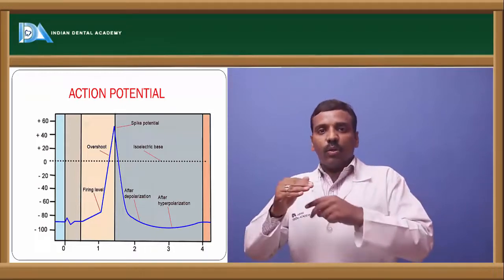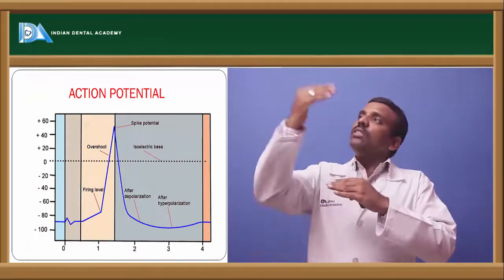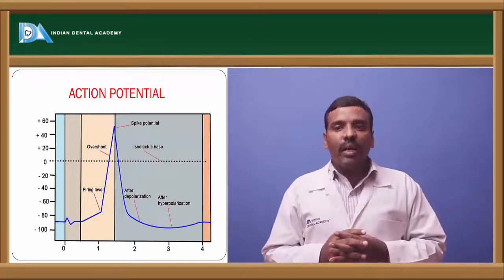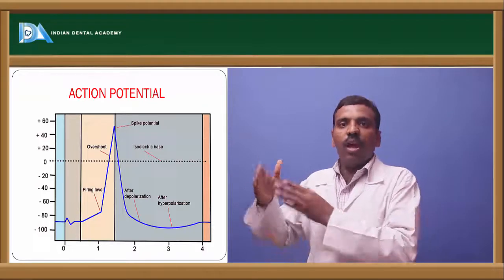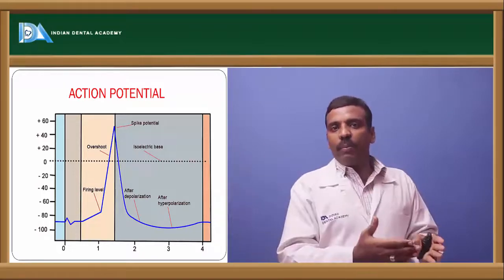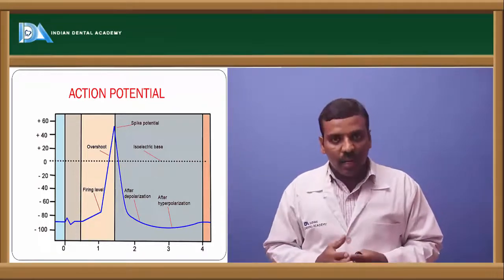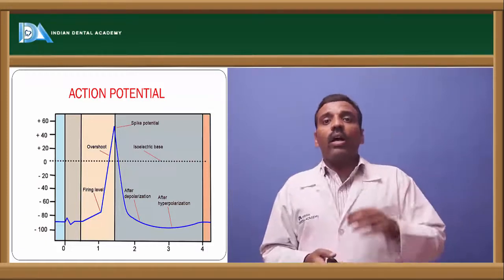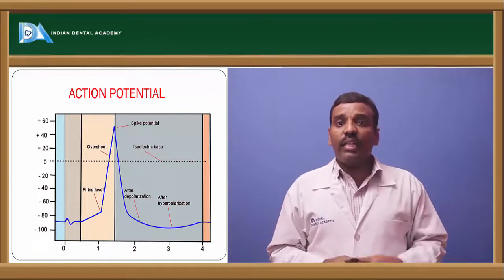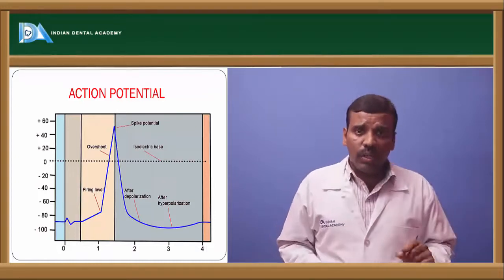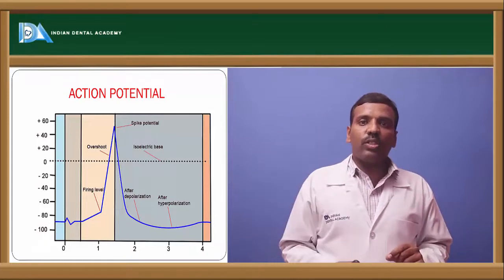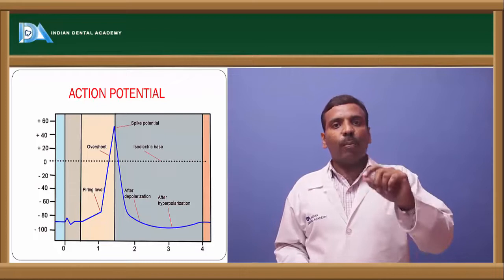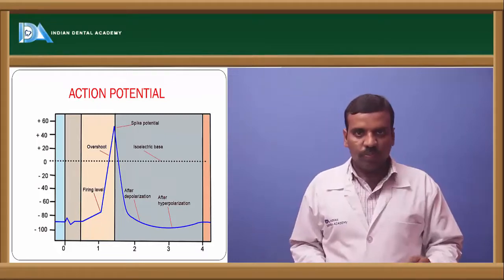Overshoot is nothing but it goes beyond the normal, beyond 0. It is about plus 50 millivolts. The action potential is about plus 50 millivolts, and the resting membrane potential is about minus 90 millivolts. Okay, and next, the level where we get the point of maximum contraction is called the spike potential. The maximum potential present in the action potential is in the spike potential, which is about plus 50 millivolts. Okay, right.